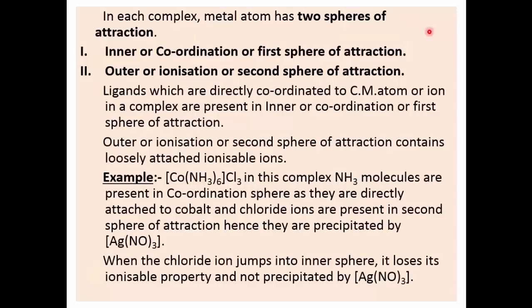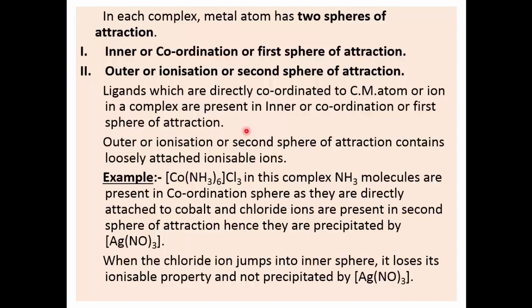Now see, each metal atom in each complex shows 2 spheres of attraction. Metal atom has 2 spheres of attraction. First one is inner, or it is called coordination, or first sphere of attraction. Second one is outer, or ionization, or second sphere of attraction. Let us see the first one. Ligands which are directly coordinated to the central metal atom or ion in a complex are present in the inner or coordination or first sphere of attraction.